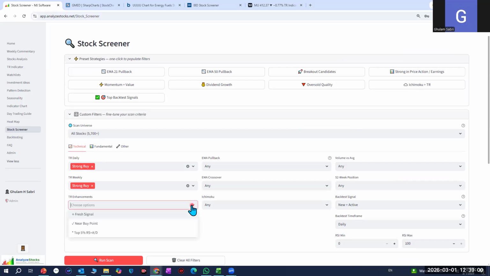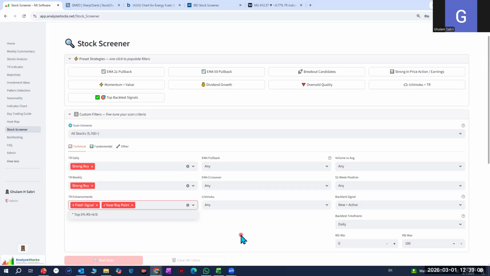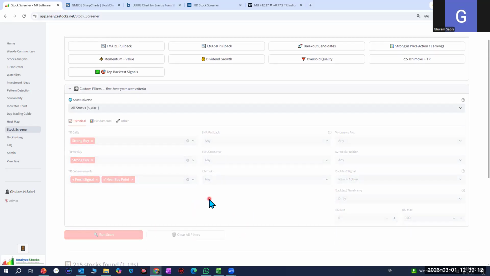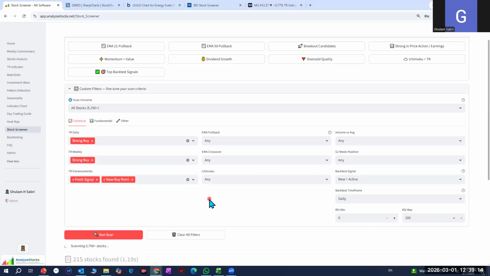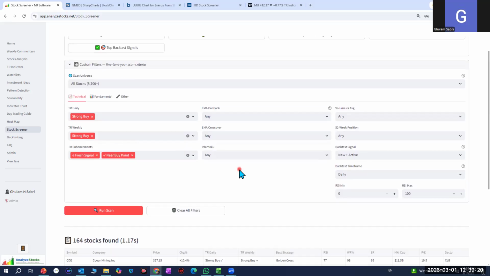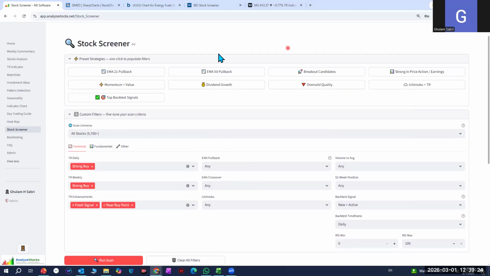For example, I want a nearby point, a fresh signal only, a nearby point. So now I am narrowing it down and I want to run it again. So now the list has been reduced to 164 stocks out of those 5,700 stocks. So this scanner feature is very useful. You can have these built-in strategies, which are nine here.